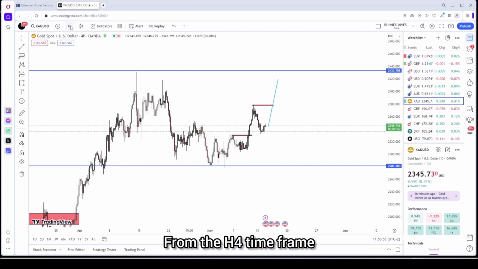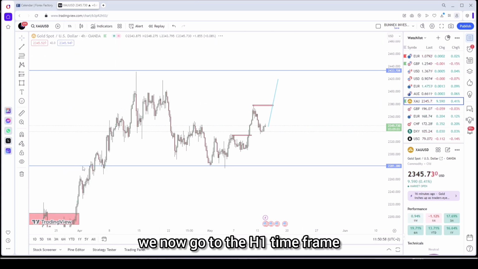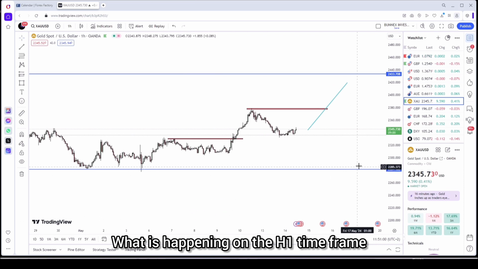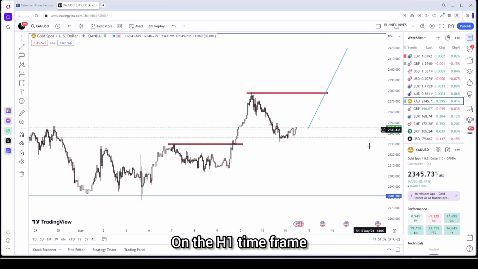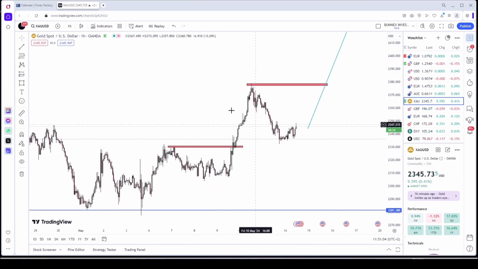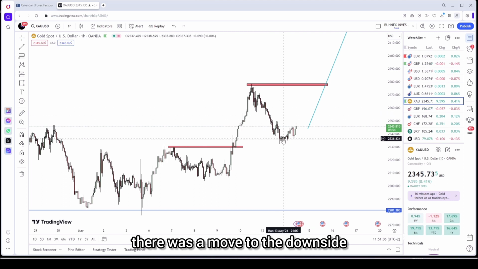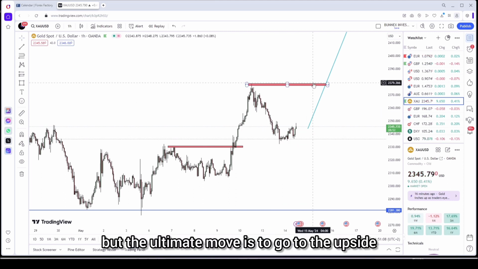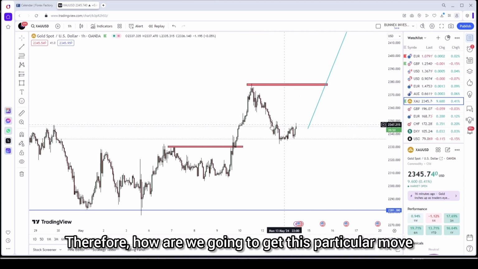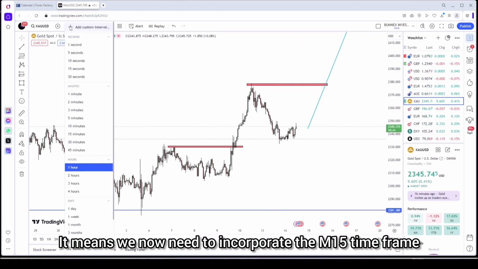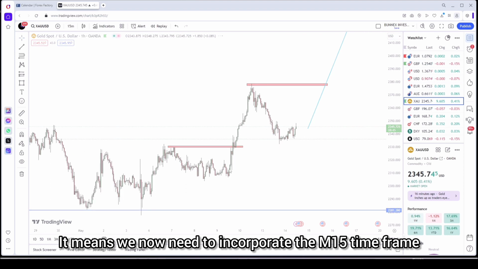From the H4 time frame, we now go to the H1 time frame. What is happening on the H1 time frame? On the H1 time frame, we can see that there was a move to the downside, but the ultimate move is to go to the upside. Therefore, how were we going to get this particular move? It means we now need to incorporate the M15 time frame.